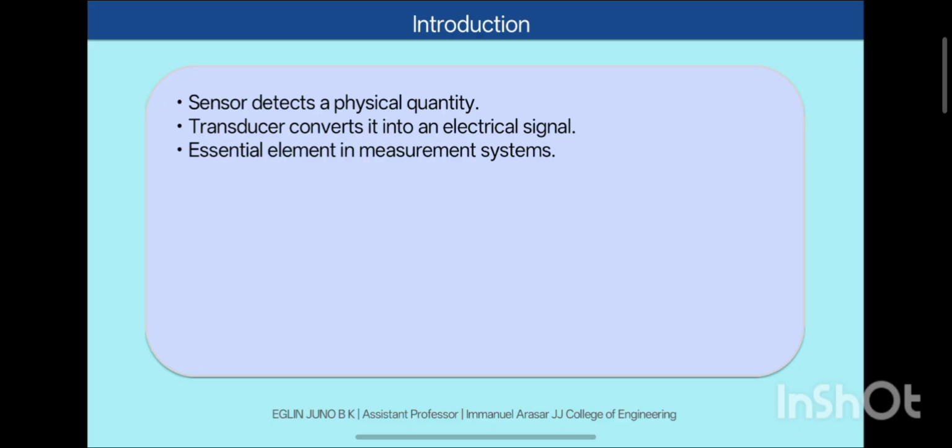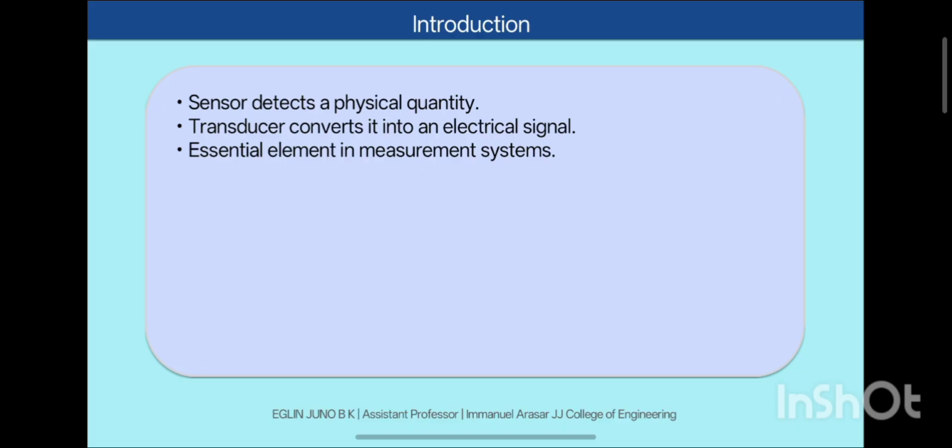Next, what is the classification of transducers? There are many types of transducers because different applications require different operating principles.